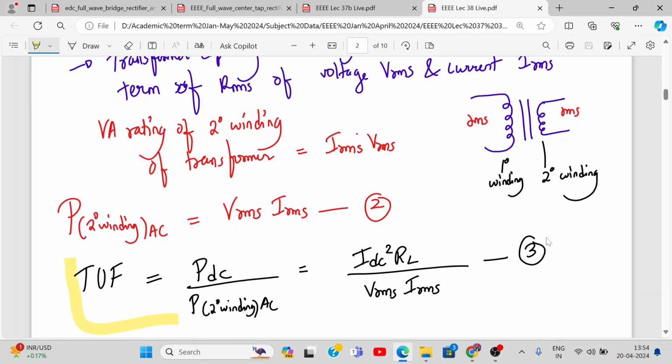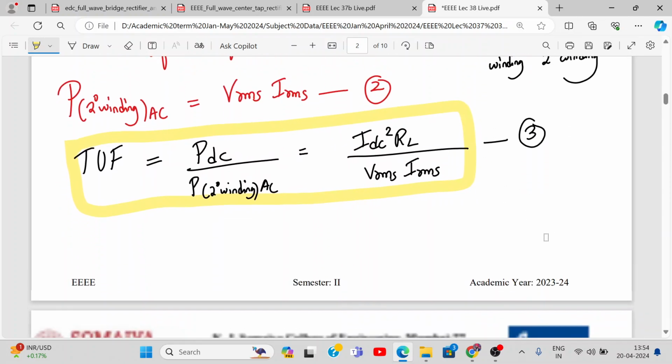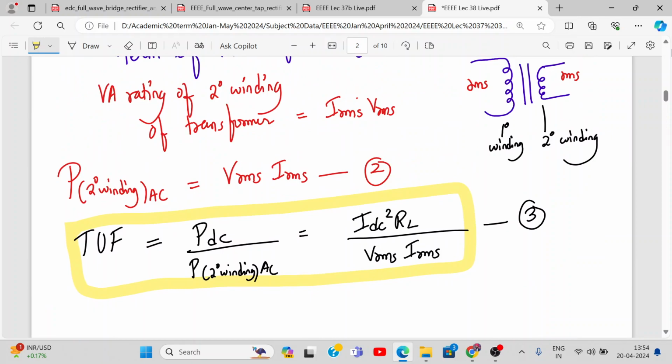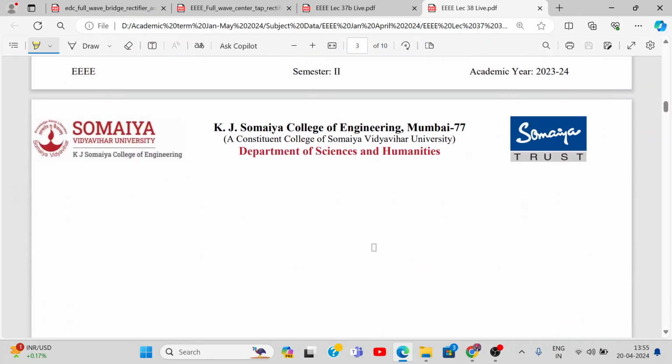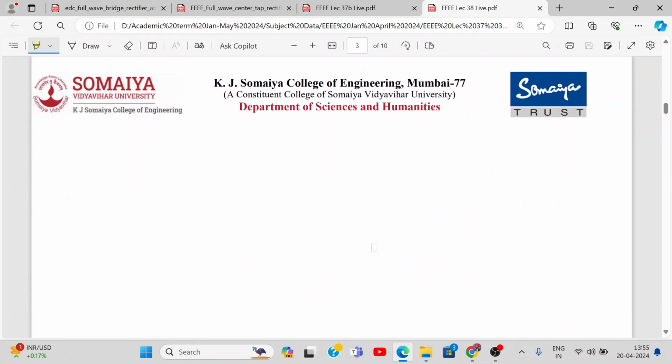Now let's find this value of transformer utilization factor for a half wave rectifier. So can we start, everyone? Up till here you have written? Completed up till here? Okay. So now let's start with the half wave rectifier. TUF for half wave rectifier, let's try and find out how much it is.